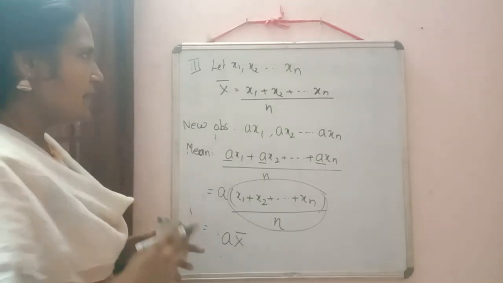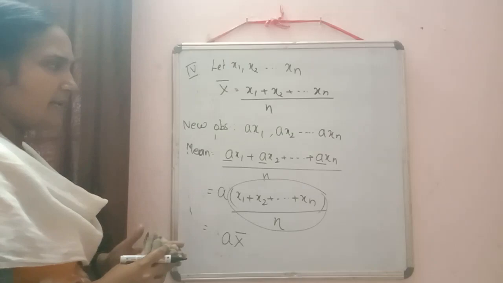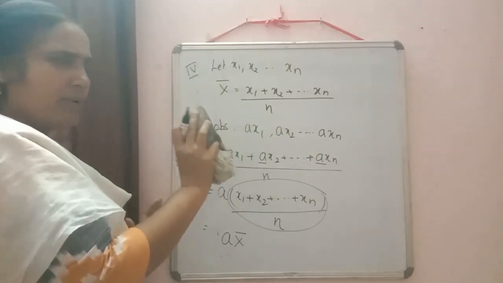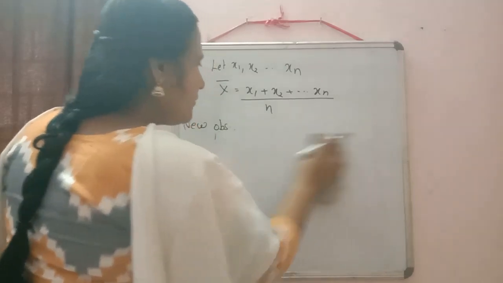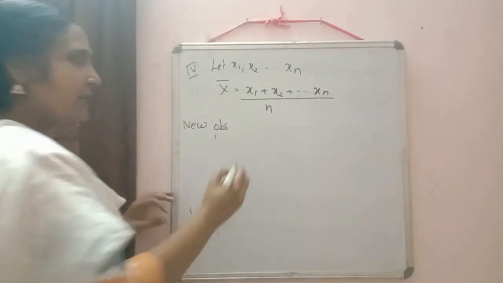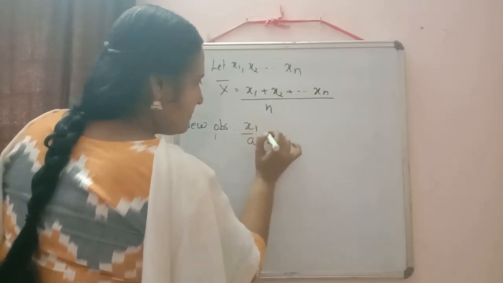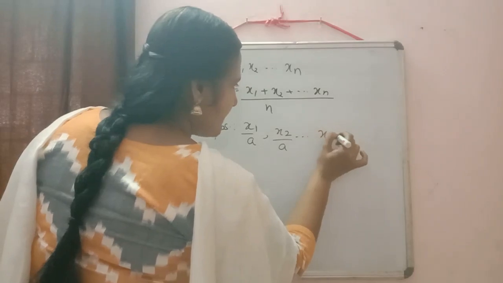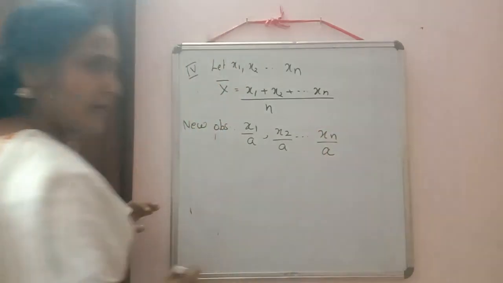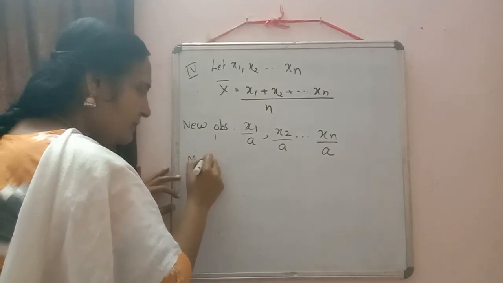Okay. So next one, if you want, you can write also directly there. Write down the fourth case. Because this thing is common in all. So directly we can write down the fourth case. In the fourth case, what are we doing? We are dividing each observation by a. So x1 divided by a, x2 divided by a, etc. xn divided by a. So once again we have to find out what will be the new mean.